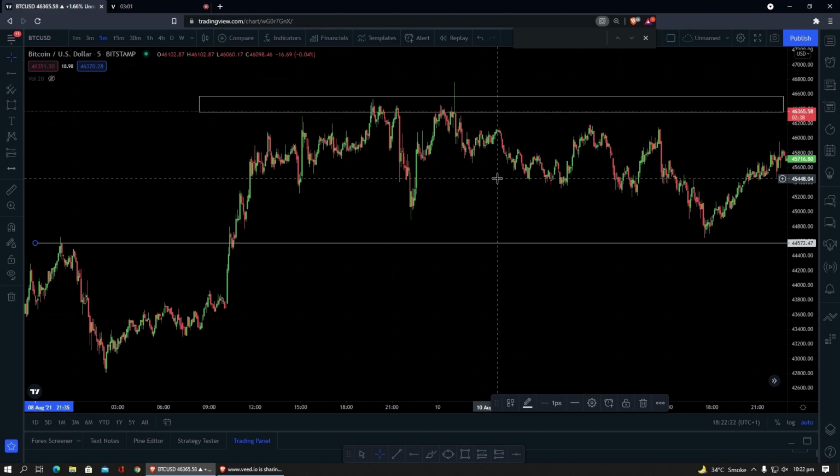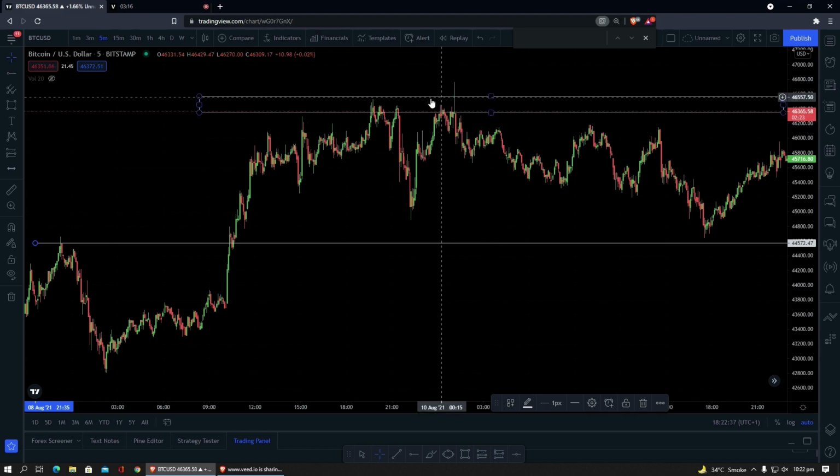So what we need to do on 5 minute is find the pullback from the sellers. If we want to buy, we need sellers in the market. And if we want to sell, we need buyers in the market. And we cannot buy from the resistance and we cannot sell at the support area.